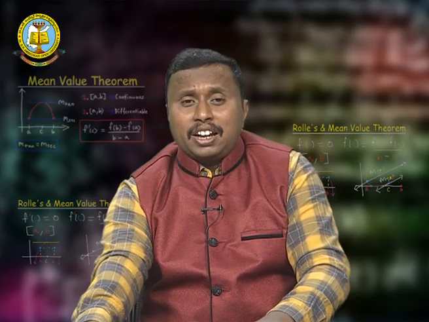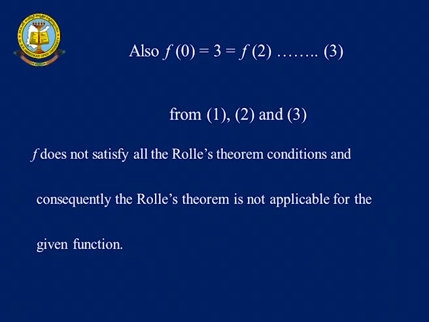As per the conditions of Rolle's theorem, f is not derivable, which means f does not satisfy all the conditions of Rolle's theorem. Here f of 0 is 3 and f of 2 is 3, so f of 0 equals f of 2, but it does not satisfy the second condition. Therefore, Rolle's theorem is not applicable for the given function.